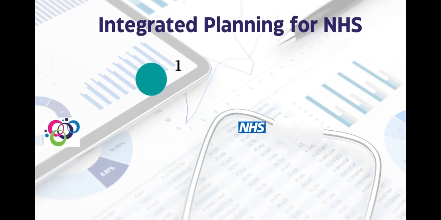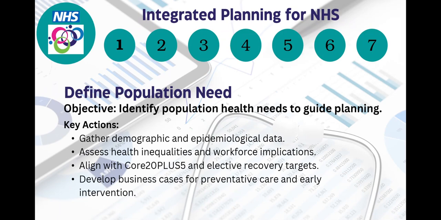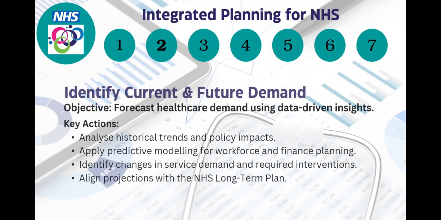Step 1. Define population need, inputting the necessary data for the planning process. Step 2. Identify current and future demand. The activity, workforce, and finance models churn the data to identify current and future demands.